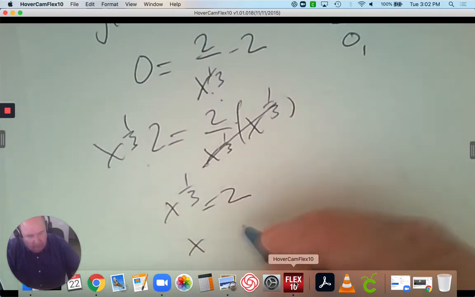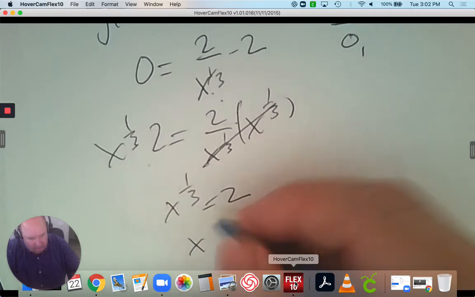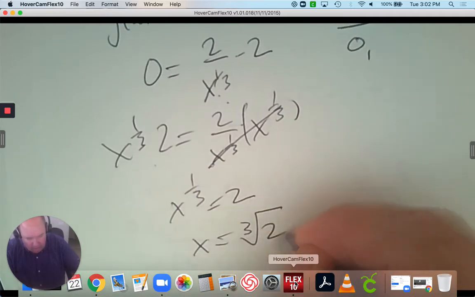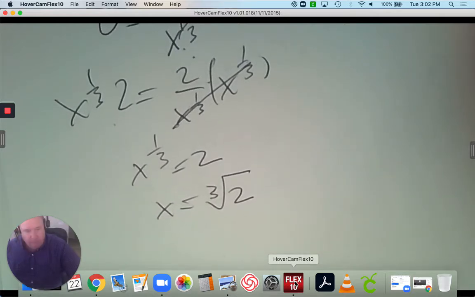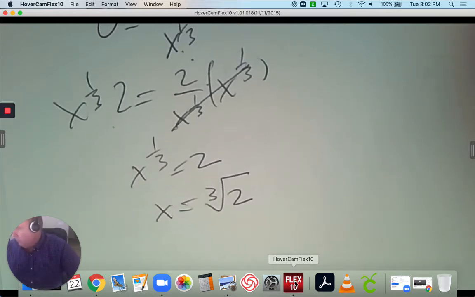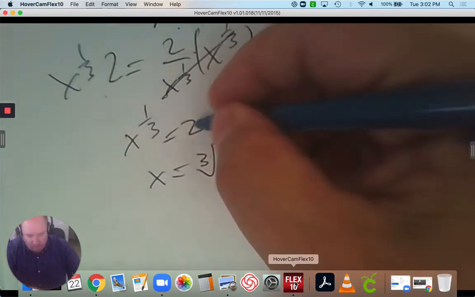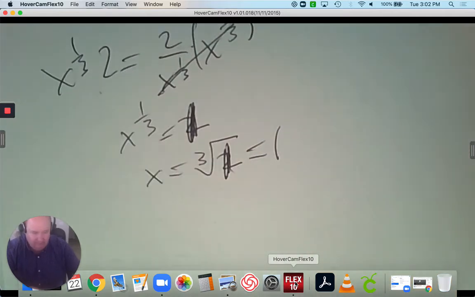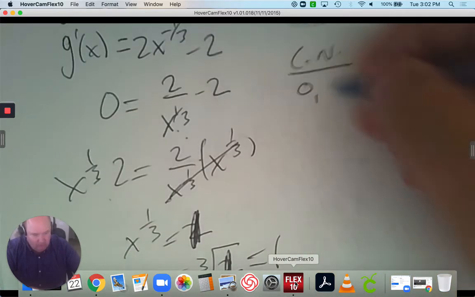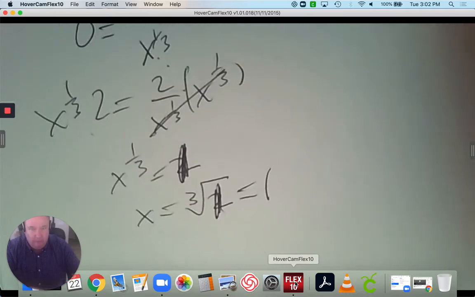Now there's only one that can do it. So if I want to do this, this is going to be the cube root of 2, which is irrational. Make sure I did that right. So the cube root, oh wait a second, 2 divided by 2 is 1. Haha. So it's the cube root of 1, and that's a good answer. That's 1. So we have 2 critical numbers at 0 and at 1.